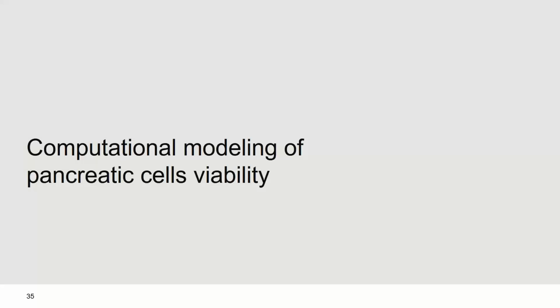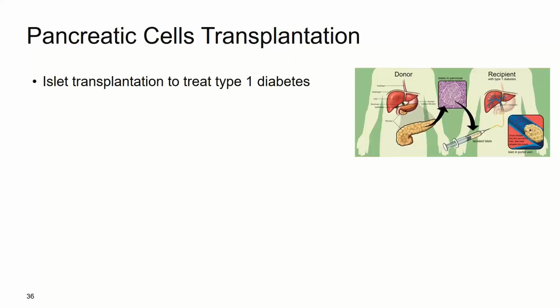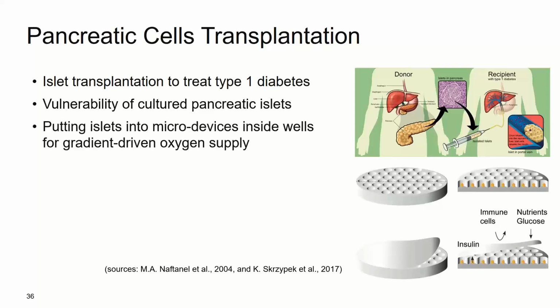The next project is computational modeling of pancreatic cell viability. That is for addressing some issues that we have in islet transplantation to treat diabetes. In this kind of transplantation, when the cells are grouped into islets, they are really vulnerable because of the lack of oxygen supply. As a result, they are usually put inside devices that provide oxygen from the surroundings, from the boundaries of the well, using a gradient-driven oxygen supply, let's say.